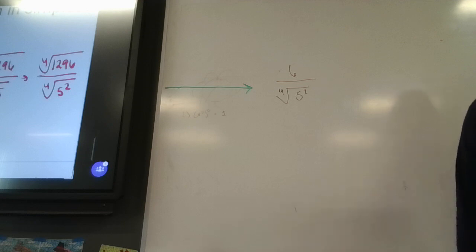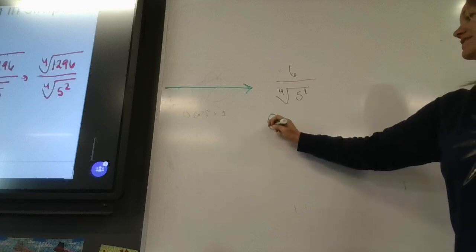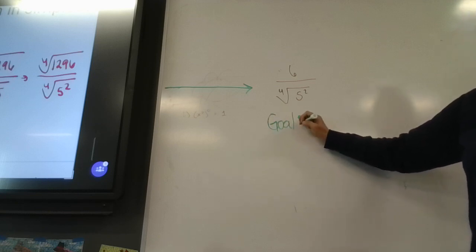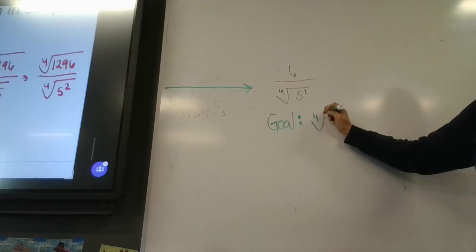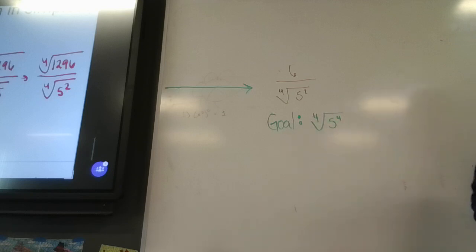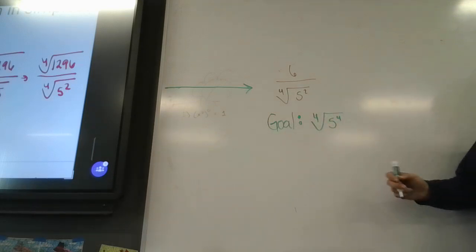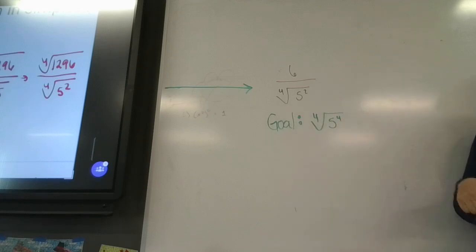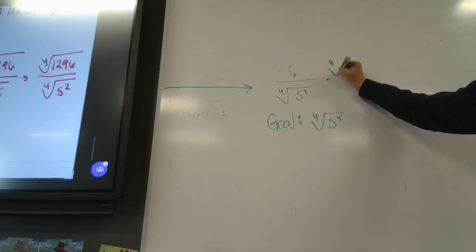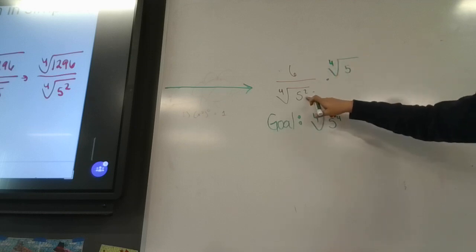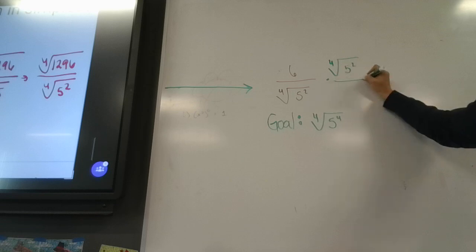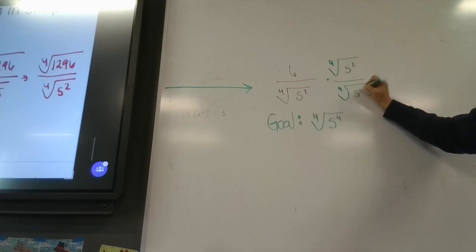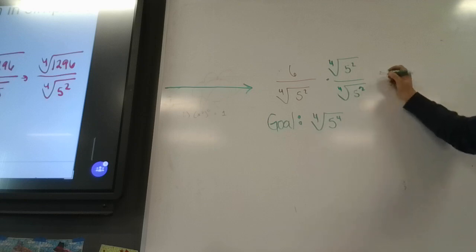Let's call on somebody on the other side of the room. Eva, what's our goal on this one? To get an exponent of 4. Yes, so we want the 4th root of 5 to the 4th this time. So what should we multiply to the top and bottom? We have 2. Yep, we just need 2 more. Squared, yep. So we'll have to multiply in enough to get to the goal.